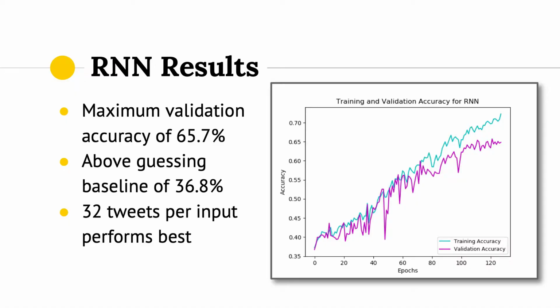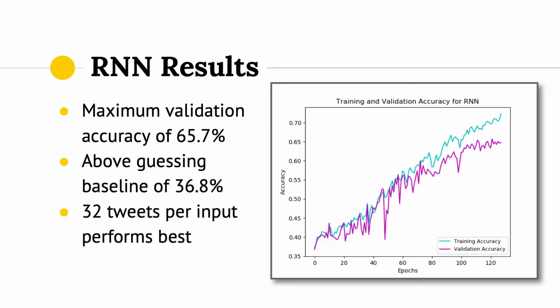So our RNN results, we had a maximum validation accuracy of 65.7%. So that's above the guessing baseline by almost 30%. 32 tweets per input performed the best according to our tests. And we barely had any overfitting until about epoch 100, where it started to slightly go above the validation accuracy. So our conclusion, what does this all mean together?